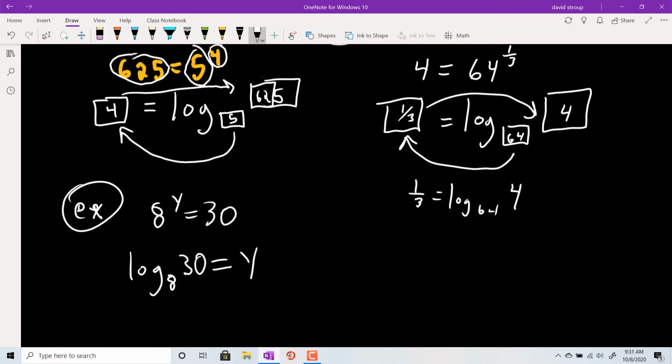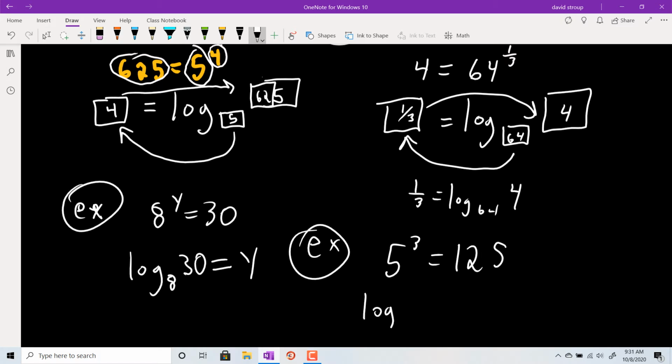Okay, let's do one more example. 5 cubed equals 125. Right? So it'll be log base 5 of 125 equals 3.